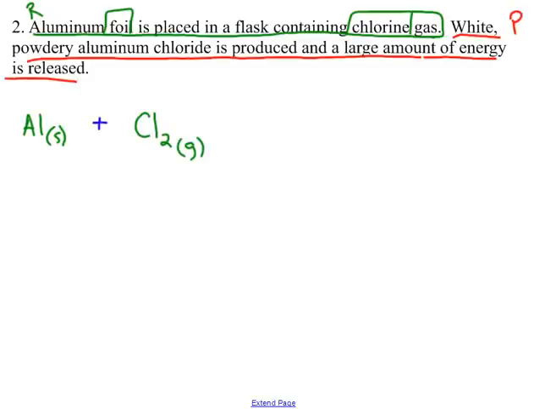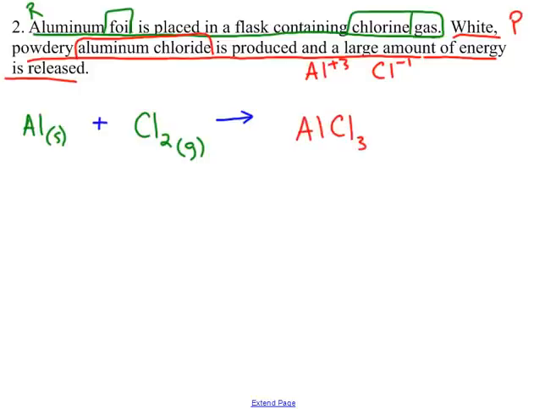So those are our two reactants. I'm going to separate them with a plus sign. And I'm going to put an arrow to indicate that those two reactants are going to form the products that we're going to now write. It says a white powdery aluminum chloride is produced and a large amount of energy is released. So really we only have one product here, and it's the aluminum chloride. So let's start with writing that formula. Aluminum is a +3, chloride is a -1. Crisscrossing, that formula becomes AlCl3.